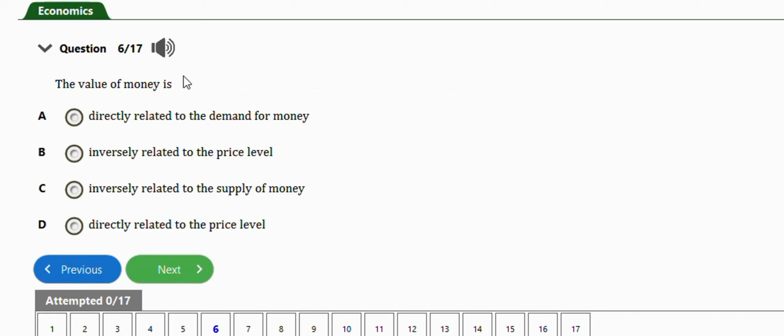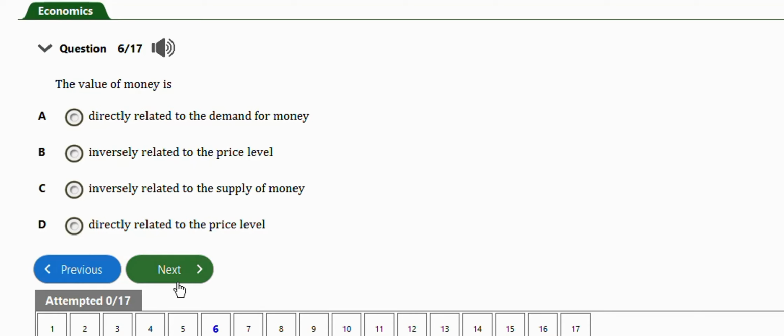The next question is this one. It says the value of money is directly related to the demand for money, inversely related to the price level, inversely related to supply of money, directly related to price level. So the right answer is option B, inversely related to price level. Take note of this question.